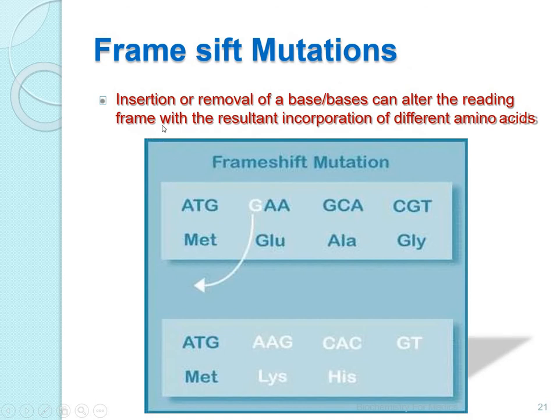Frameshift mutation: insertion or removal of a base can alter the reading frame, with the resultant incorporation of different amino acids. Here a base is replaced, AAG, AAG, CAG, CAC, and GT. This is the frameshift mutation.